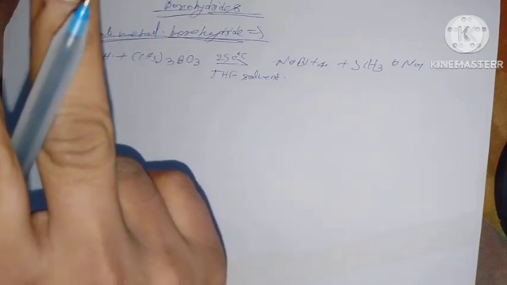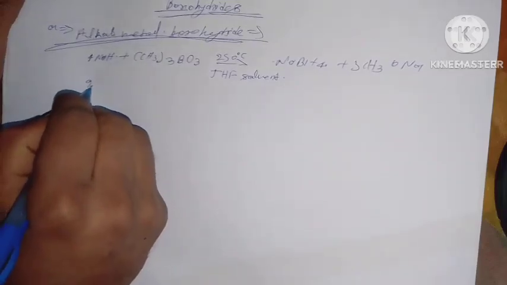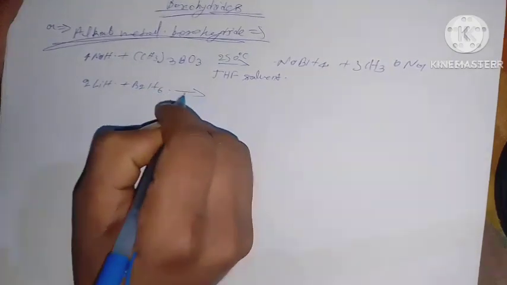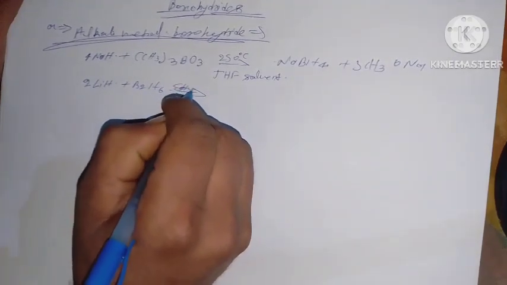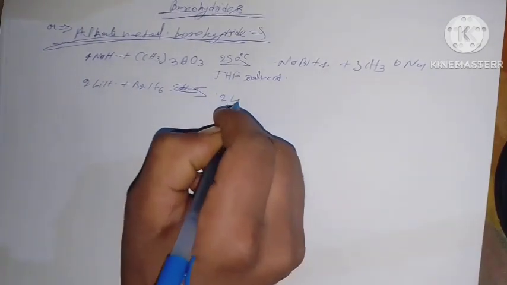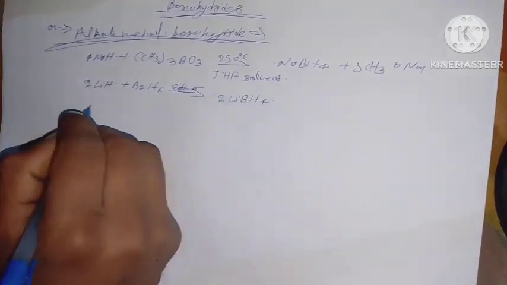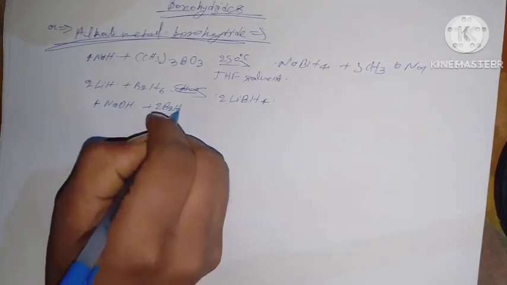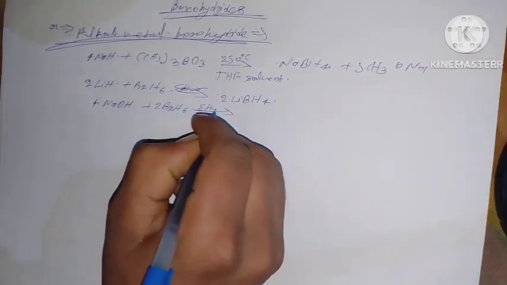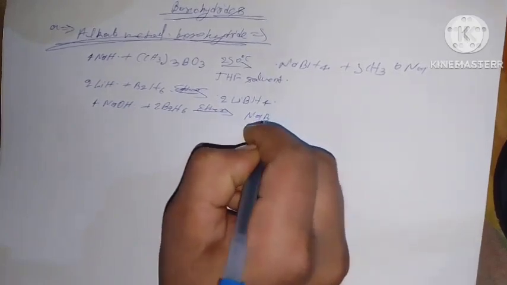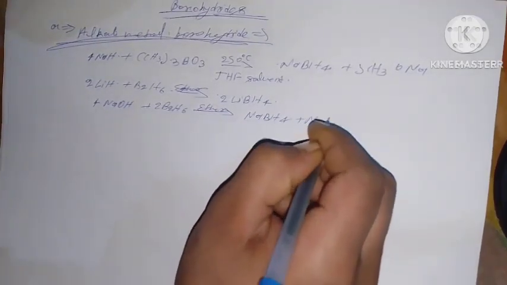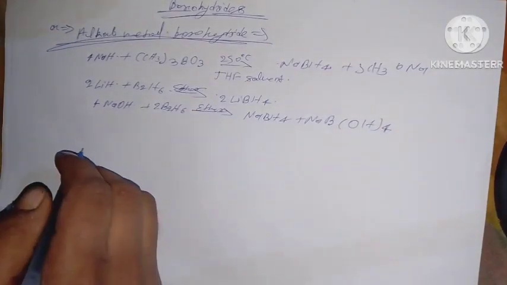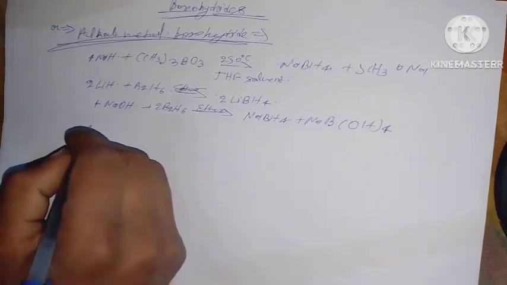Lithium and sodium borohydrides are prepared by the following methods: 2LiH plus B2H6 in ether makes 2LiBH4. 4NaH plus B(OCH3)3 ... and 2B2H6 plus 4NaOH in ether makes NaBH4 plus NaB(OH)4.